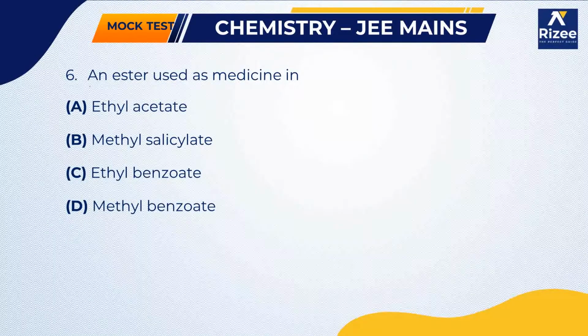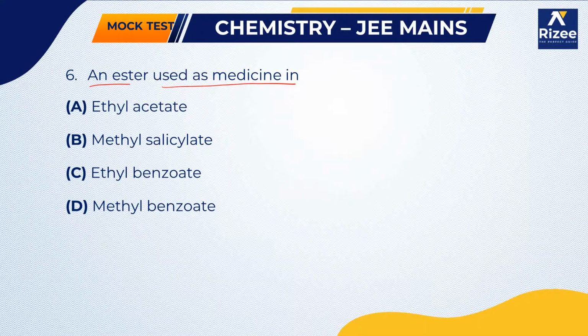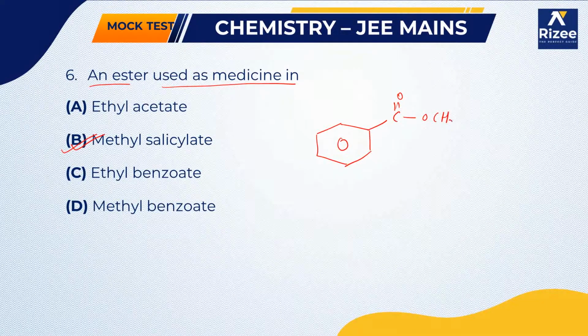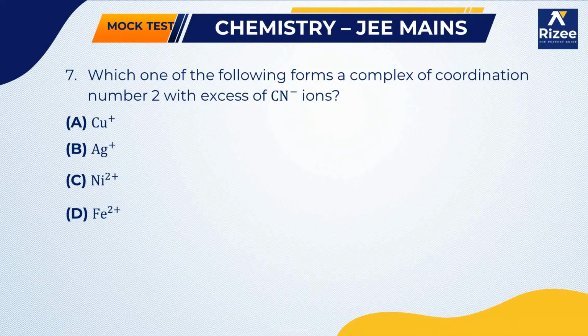What is it asking? An ester used as medicine. So what is that ester which is used as medicine? Commonly we call it methyl salicylate, the ester which can be used as medicine. So it is a concept-wise question. We have to remember that. There are no formulas we can apply here, we just have to remember. So this is our methyl salicylate. It is used as a medicine in the pharmaceutical industries. Okay, moving on to the next question.